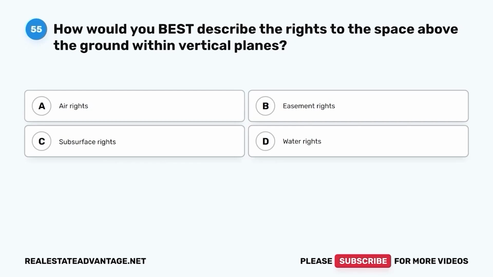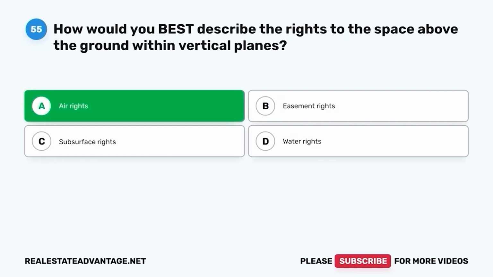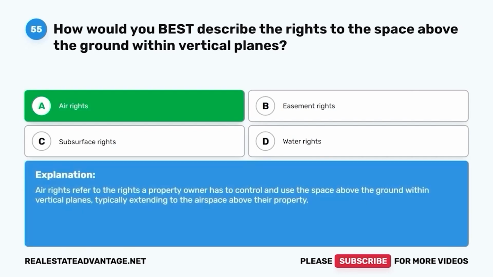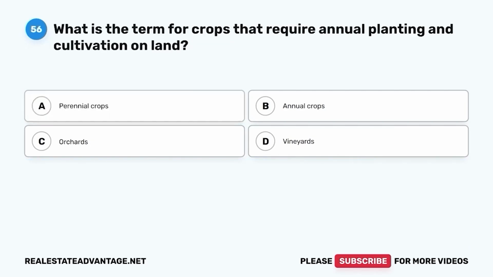A, air rights. B, easement rights. C, subsurface rights. D, water rights. The correct answer is A, air rights. Air rights refer to the rights a property owner has to control and use the space above the ground within vertical planes, typically extending to the airspace above their property. Question 56. What is the term for crops that require annual planting and cultivation on land?